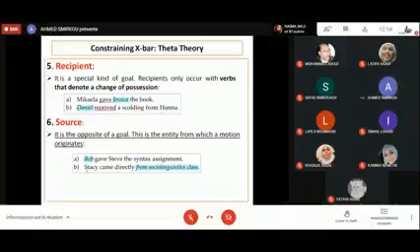Stacy came directly from sociolinguistics class. So from sociolinguistics class, this is the source. She came from that place, from that source. So the source is the entity from which a motion originates, from which an action starts.